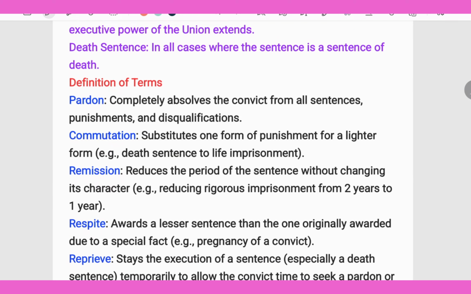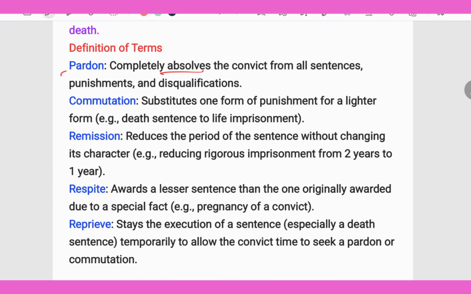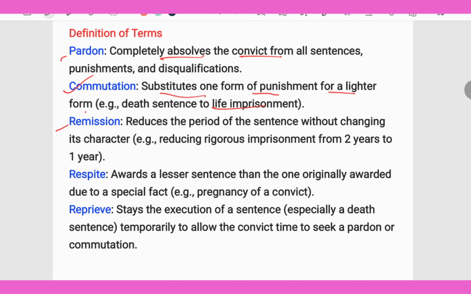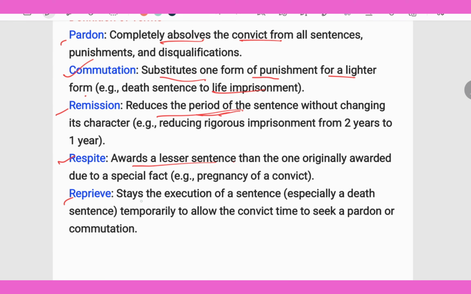Pardon means to completely absolve the convict from all sentence. Commutation means substituting one punishment with a lighter one, for example from life imprisonment. Remission means reducing the period. Respite means giving a lesser sentence. Reprieve means staying the execution of the sentence for a specific period, temporarily, to allow the convict time to seek a pardon or a commutation.